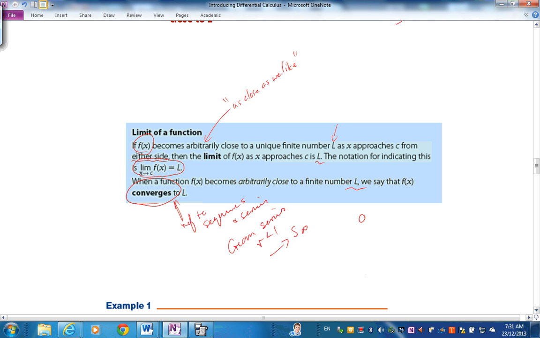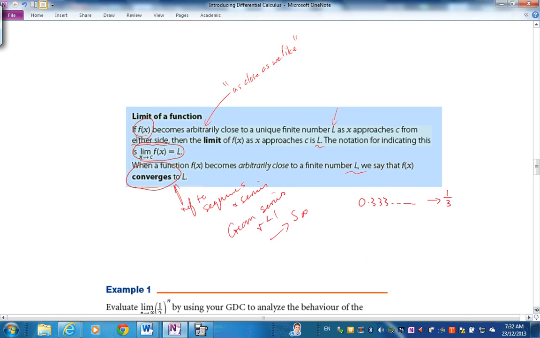What's another one? 0.33 recurring converges to a third, if you like. Okay, so we're saying a value that a function or sequence approaches is said to converge to that value, or that's its limit. Okay, let's have a look at some examples now.